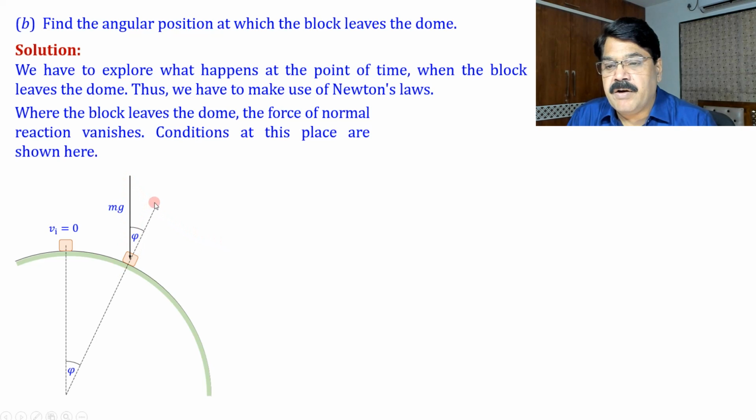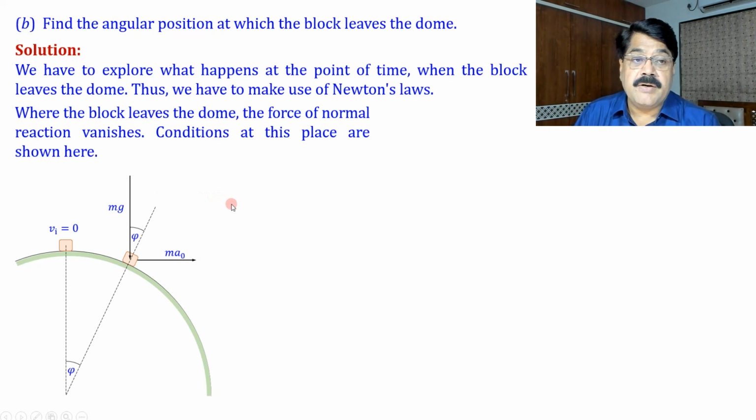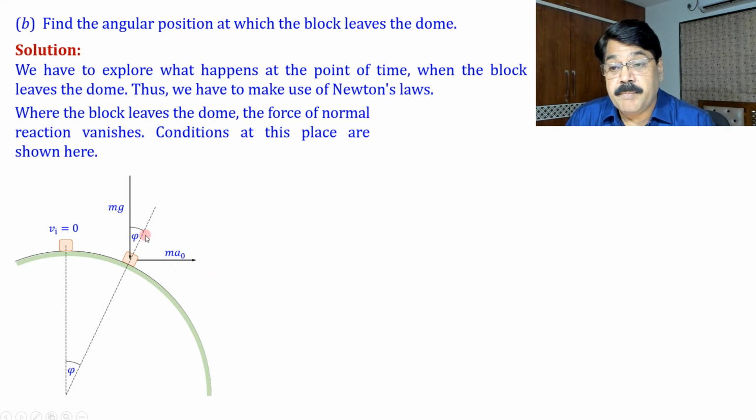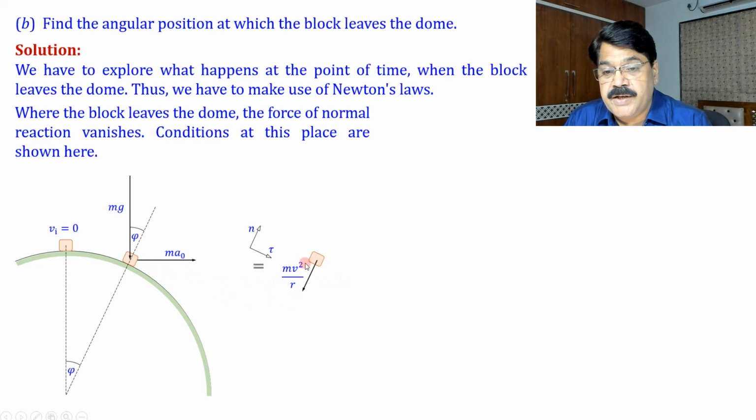So mg, that will be at angle phi with this radius, and ma naught. Now we resolve mg along tangential and normal components because in circular motion we have to consider tangential and normal acceleration. But before we resolve, let us show tangential and normal acceleration of the block multiplied by mass, as we see in the kinetic diagram. So normal direction and tangential direction. So that is mv square by r, we are assuming at this point the speed is v. So that is the normal component of effective force, and ma tau.